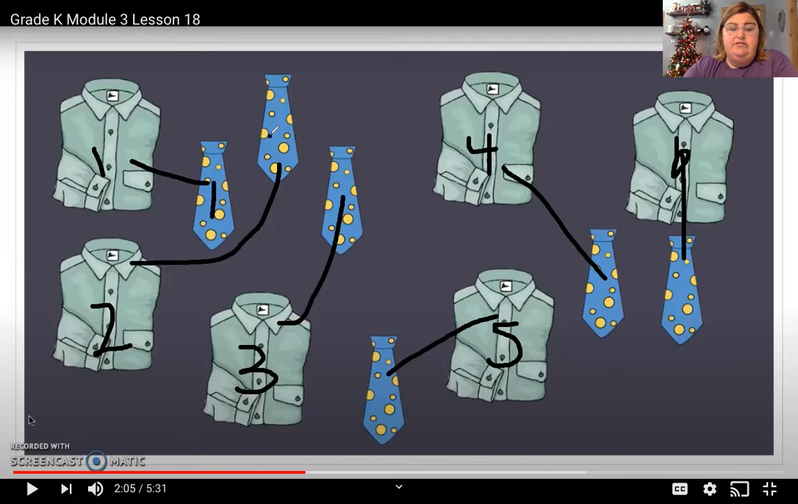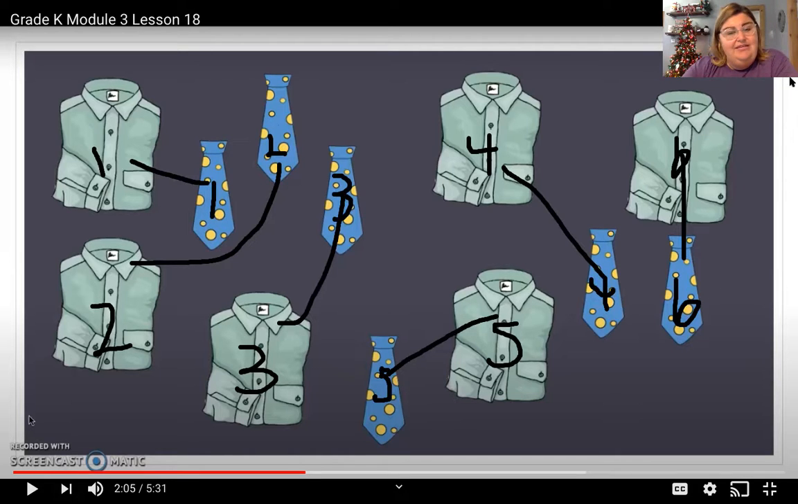Okay, now let's count our ties. 1, 2, 3. I'm going to do this. 4, match up the numbers too. 5, 6. Look at that. So we have the same number of shirts as we do ties.